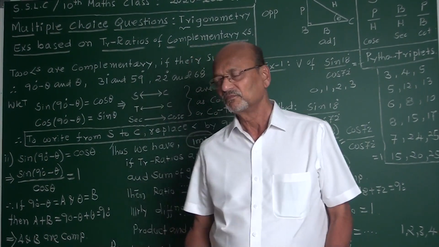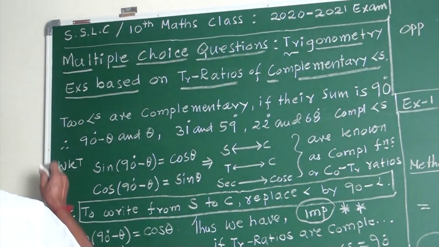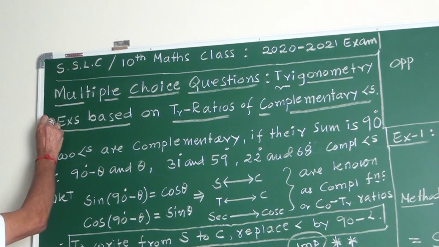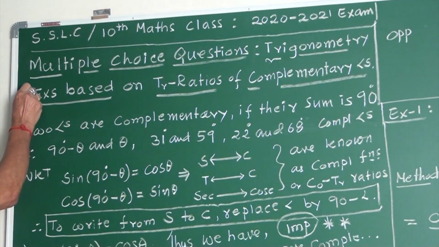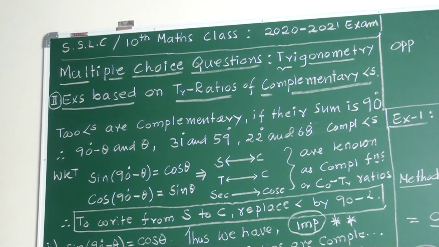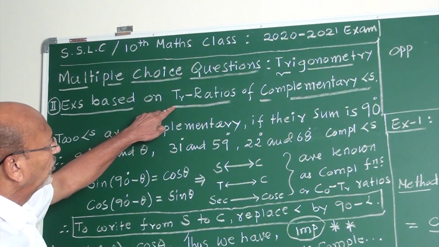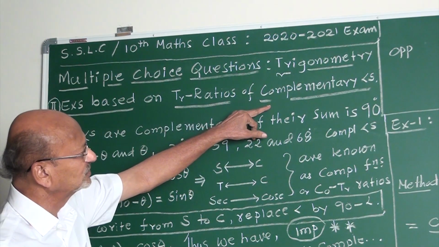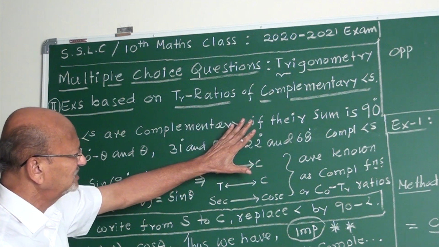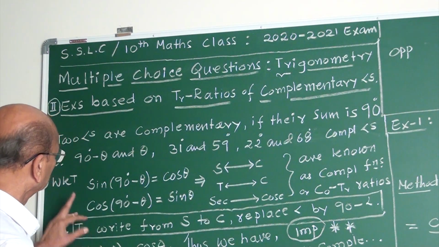Yes, my friends. Now I will explain the second type of examples. First type was on trigonometric ratios, and I have done 15 examples on that. These are the examples based on trigonometric ratios of complementary angles. Just briefly, I have given the synopsis. This whole part is synopsis.